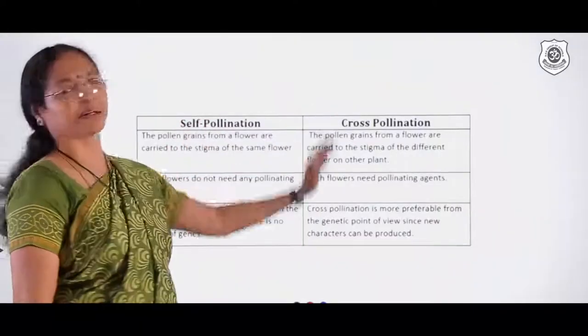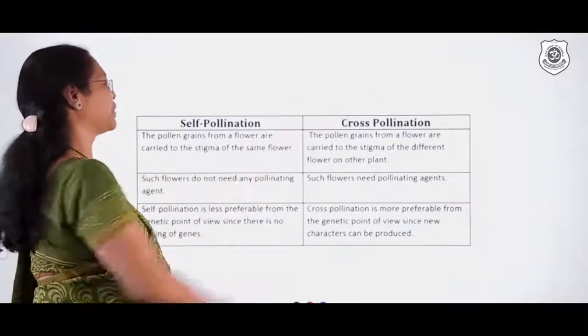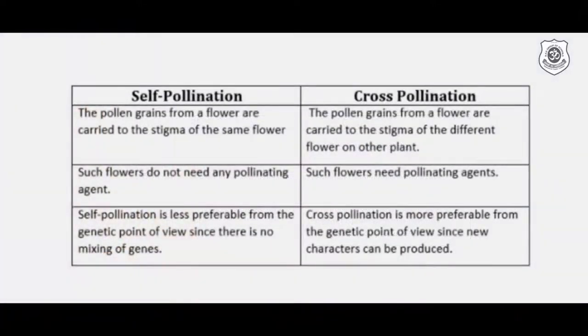I've used the word self and cross. Now I'm just asking you, what's the difference between self and cross? I think I've just summarized here. Whatever I said, the pollen grains from the flower are carried to the stigma of the same flower, that's self. And the pollen grains are carried to the stigma of another different flower on another plant.